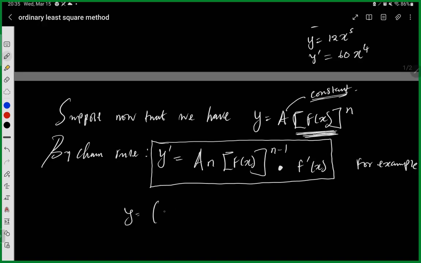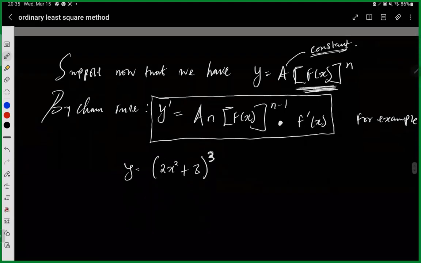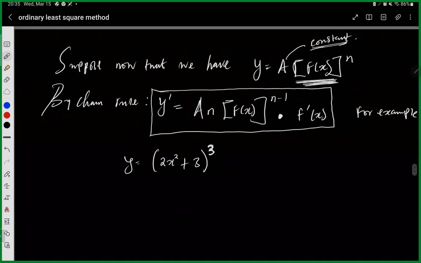y is equal to open bracket 2x squared plus 3, to the power 3. Then to differentiate this, y prime is equal to 3. This comes down and multiplies with this one here. There's a 1 here, which is invisible. So we'll say 3, open bracket 2x squared plus 3, then raised to the power 2.